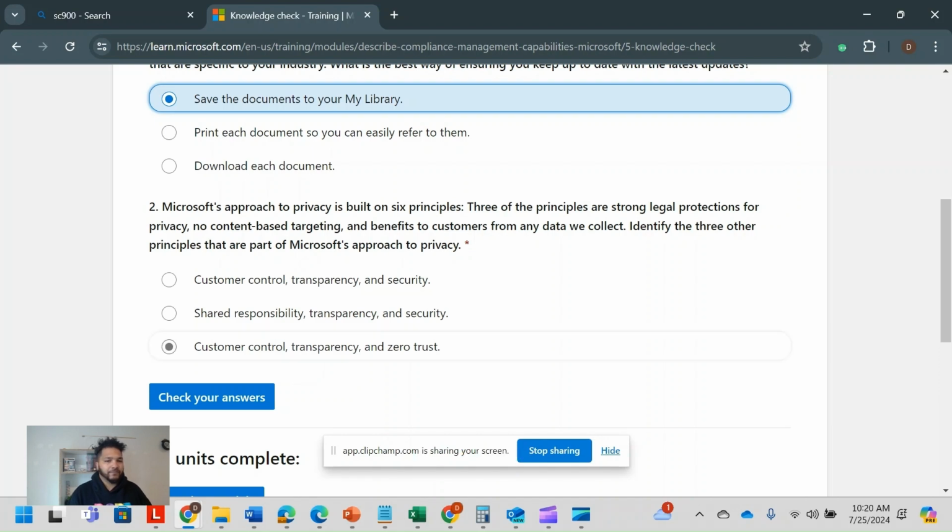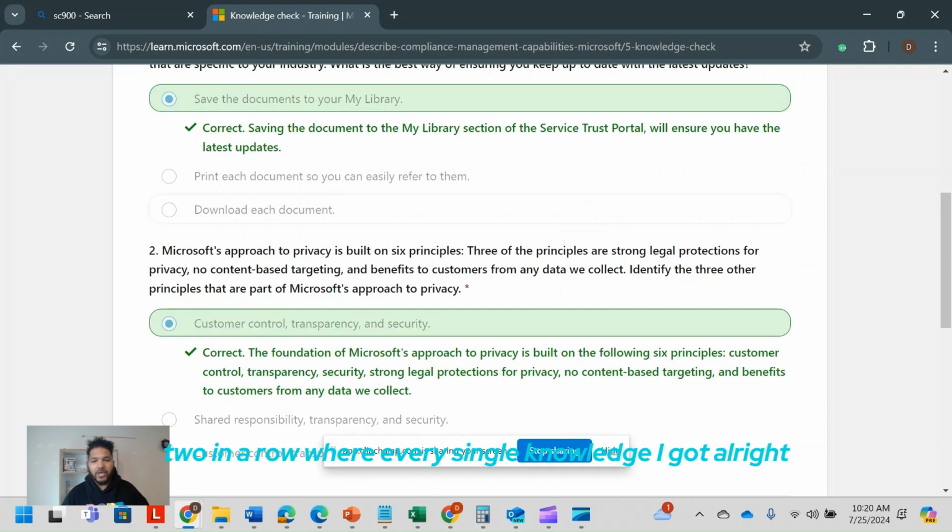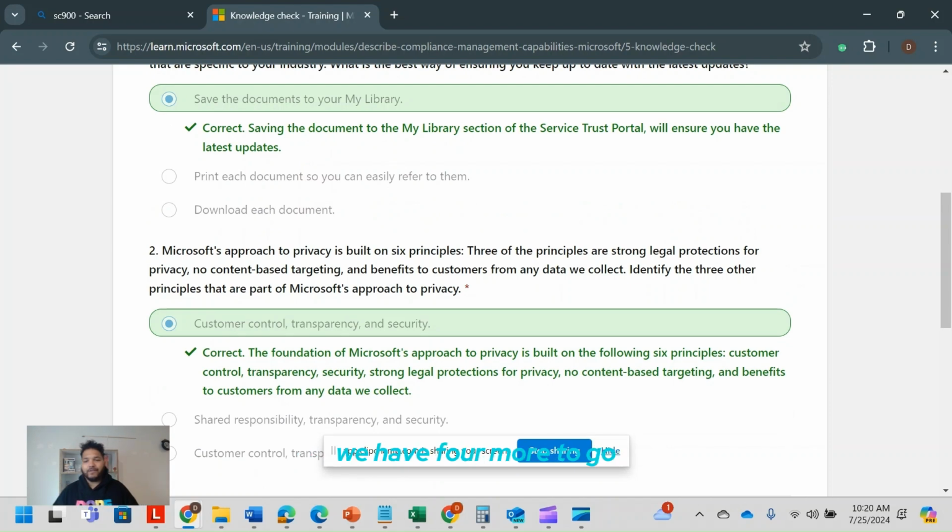Let's check. We got it. We got it, guys. We're on a roll now. 2 in a row. Every single knowledge check we got. All right. So now we've gotten through the first module in the compliance section. We have 4 more to go, and then we have completely finished all the training paths for the SC-900.